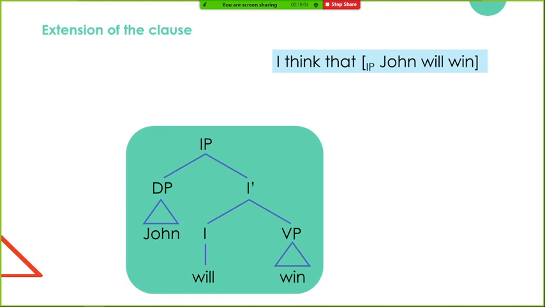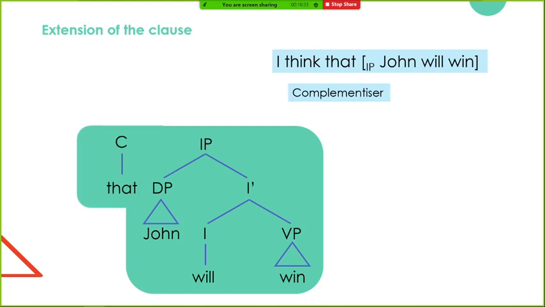Now, this word is a member of a category which has been called a complementizer. Complementizers are words which introduce clauses. They come in front of clauses, and specifically they come in front of embedded clauses. Okay, you don't get a complementizer in a main clause that you can see. So they are specifically restricted to embedded clauses.